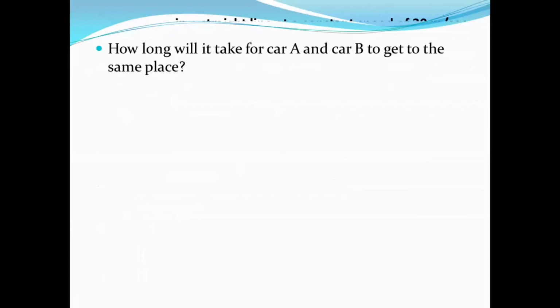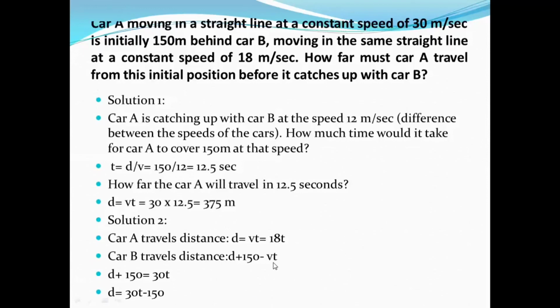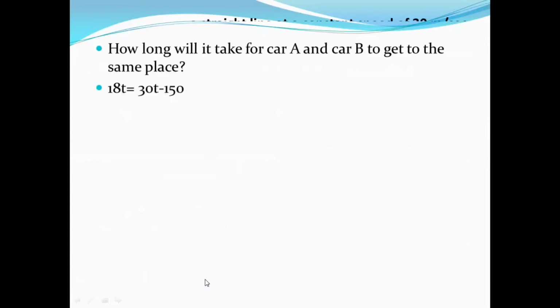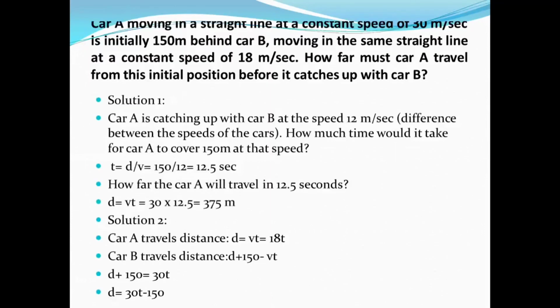Now with this data, what we have to get is how long it will take for car A and car B to get to the same place. This is another alternative approach. So 18t is equal to 30t minus 150. This is what we can equate from the previous data. So 12t is equal to 150. We are getting the same time, 12.5 seconds, as in solution 1.